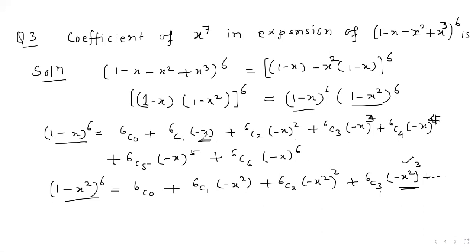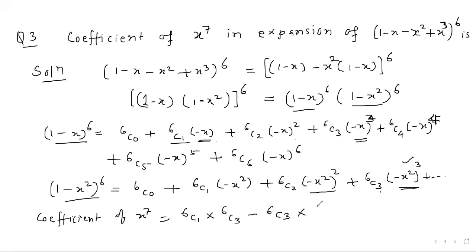And since this is x power 6, so x power 1 will be multiplied. Here we will get minus sign again. So we can say the coefficient of x power 7 will be, so this will give minus 6c1 and this will give minus 6c3. So I'm writing 6c1 multiplied by 6c3. Then now from here x power 4, so power 3 will be needed from here in product. So coefficient will be minus 6c3 and from here 6c2.